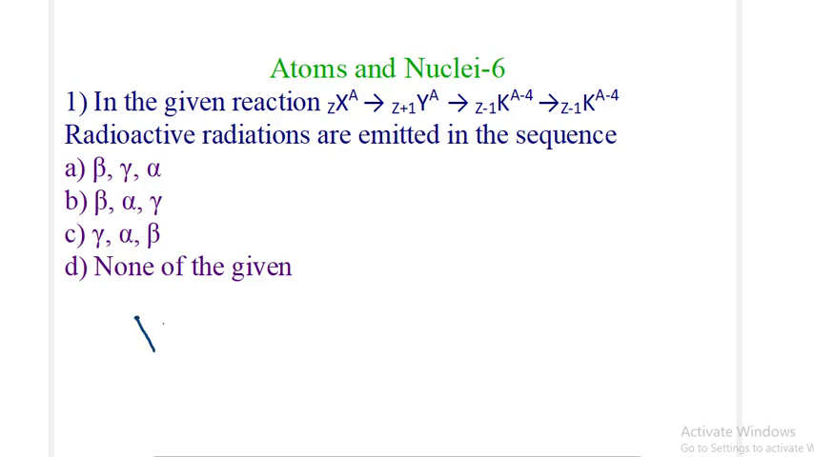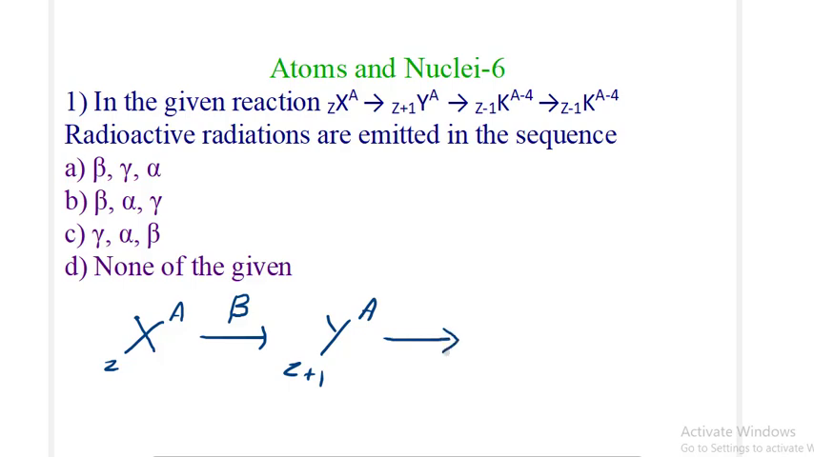We are given X with mass number A and atomic number Z. It gets converted to an element Y with A and Z plus 1. So here what we see is an increase in the atomic number by 1 and no change in the mass number. This is the property of a beta ray. When a beta ray is emitted, the atomic number increases by 1 and there is no change in the mass number.